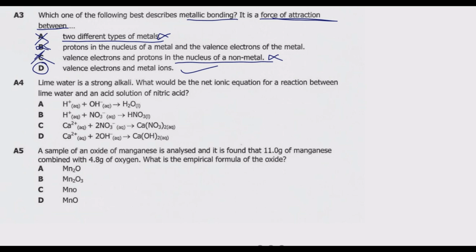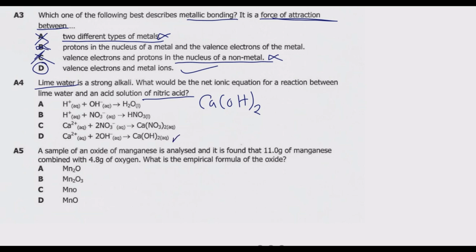So we have an acid and lime water, which is a base. Lime water is basically calcium hydroxide. Now when a base and an acid react, they form a reaction called a neutralization reaction, and in that neutralization reaction we're going to have a salt and water. So if you check the options, one of the products should be water.